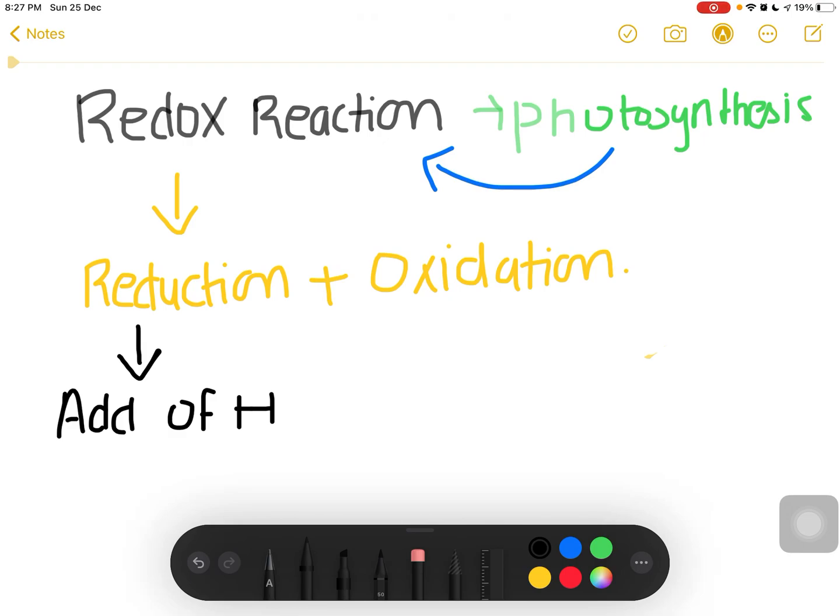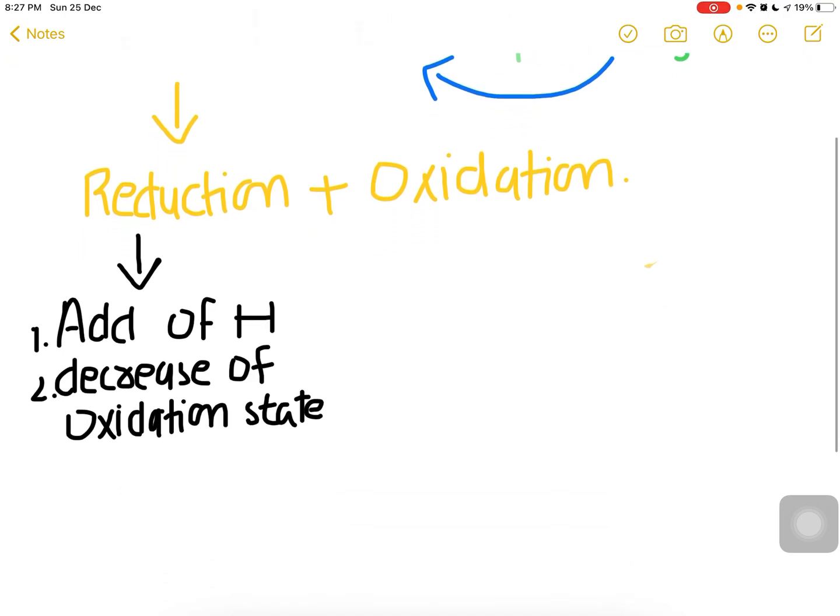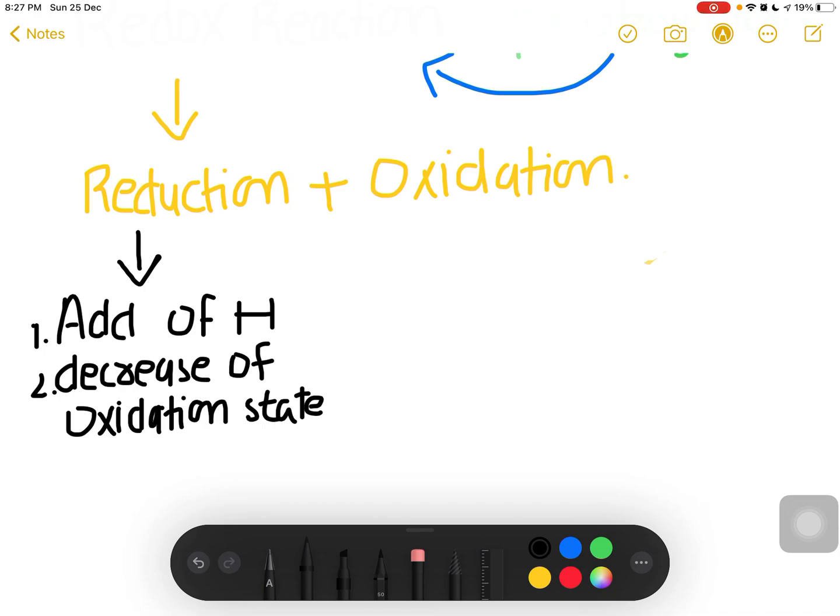or you can say it is the decrease of oxidation state. If you have studied chemistry, you must know what is oxidation state. In reduction, there will be a decrease in oxidation state, right? And there will be basically addition of electron in this reduction. Now what is oxidation?